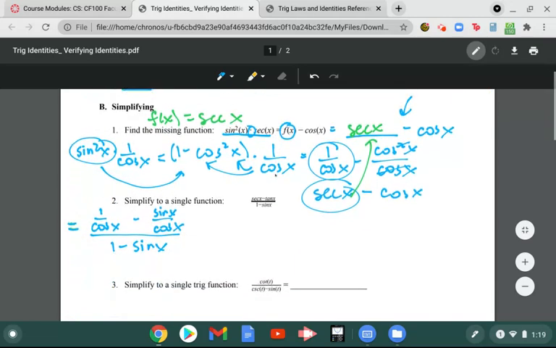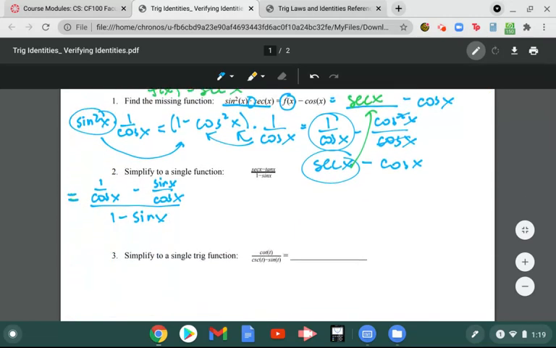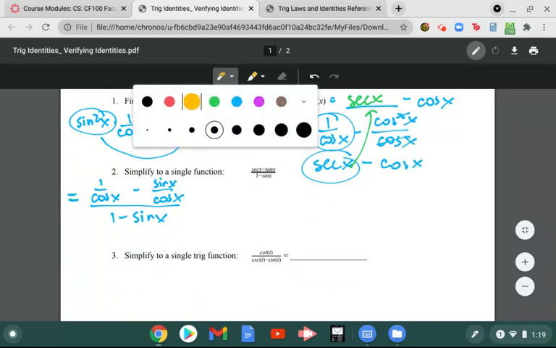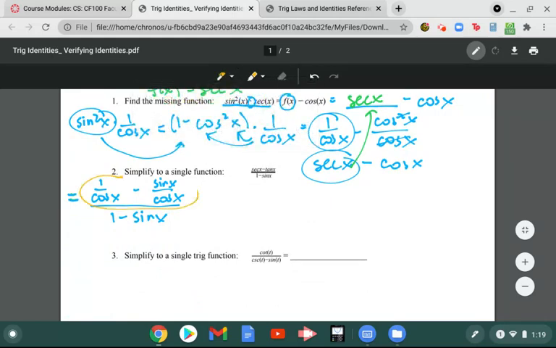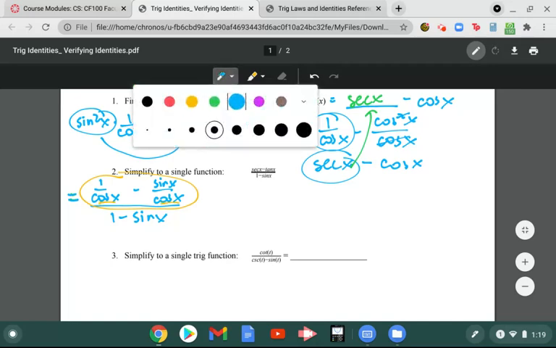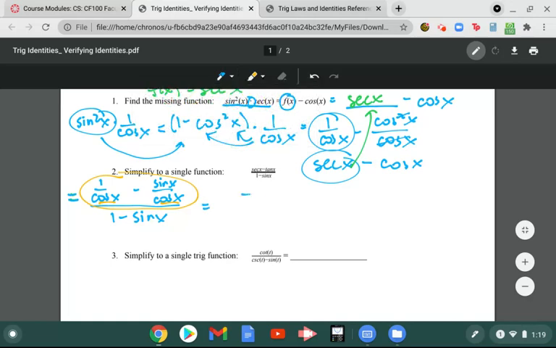Well, I do have a common denominator already in the numerator. So if I just group this numerator here, I notice that I've got a common cosine x. I can go ahead and combine that numerator into a single fraction with cosine x as the denominator. My numerator is 1 minus sine x. All of this is still over 1 minus sine x.